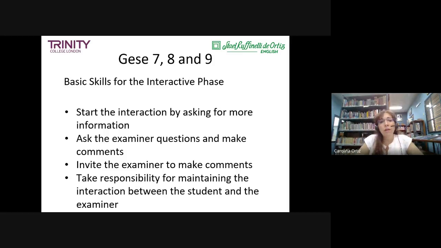So what happens here? We start interaction by asking for more information. If you're a candidate, you need to ask the examiner questions and make comments. You invite the examiner to make comments and you take responsibility for maintaining interaction. These are the basic skills of this phase of the exam. This is a moment where the student is invited to fulfill all these objectives. He's supposed to be taking responsibility and maintaining.